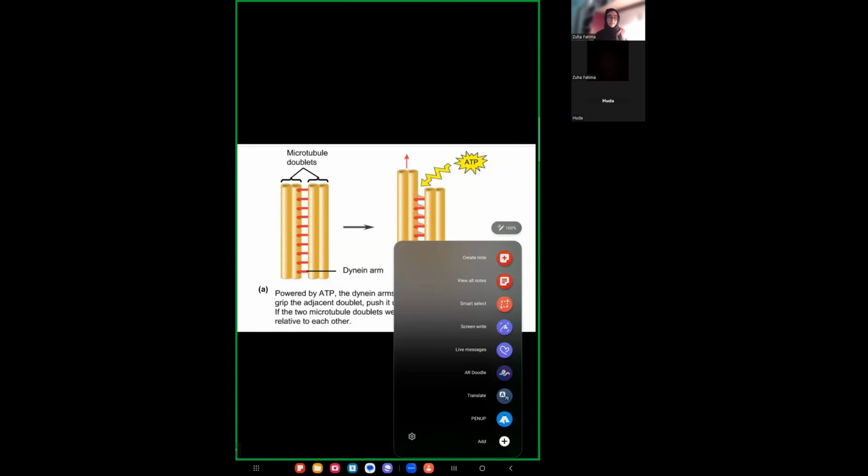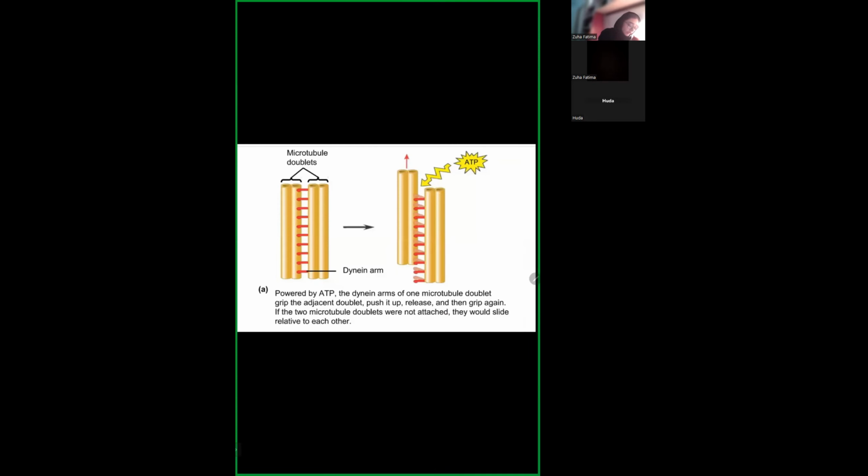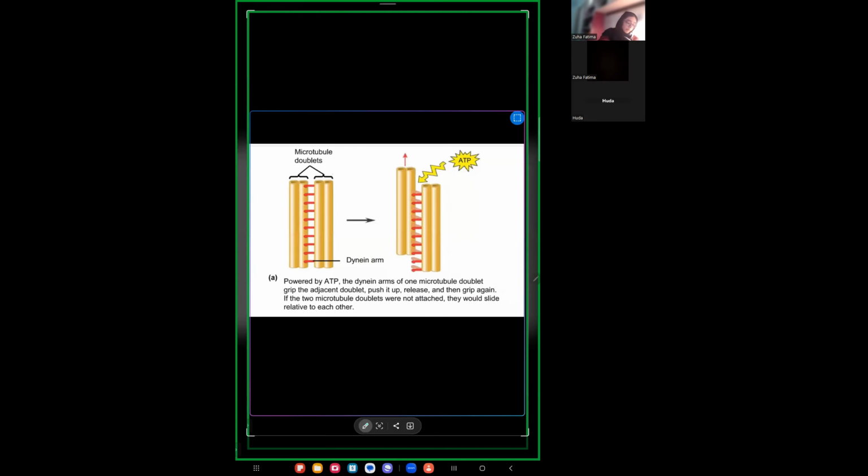So what happens is that we have these two doublets. This is one doublet and this is the other doublet. Now, if you notice, one doublet is pointing to that end of the other doublet, which does not have those dynein arms. So these dynein arms are powered by ATP. And what they do is the dynein arms of one microtubule doublet grip the adjacent doublet.